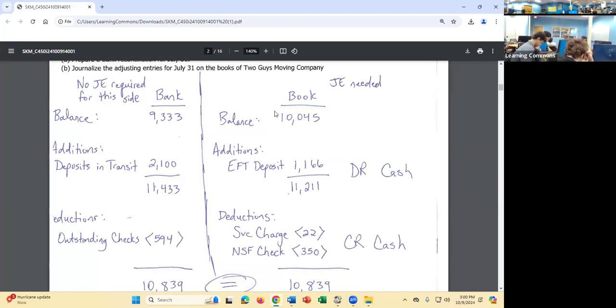What about the deposits in transit, July 31st, 2100? Where is it shown correctly? Books. It's going to be on our books. So where do we need to put the adjustment? On our bank statement. And when those deposits actually go through and aren't in transit anymore, are they going to increase or decrease our bank balance? Increase. So we got deposits in transit, 2100.